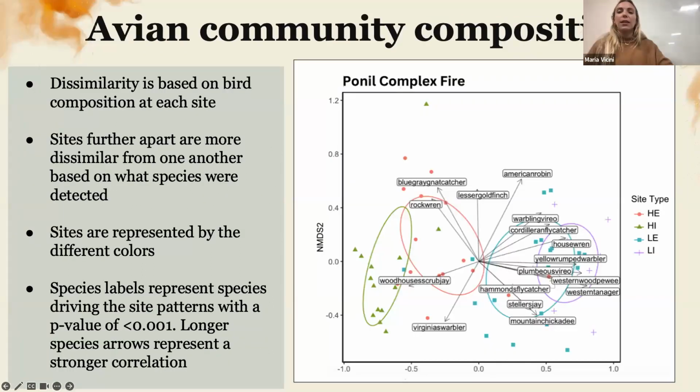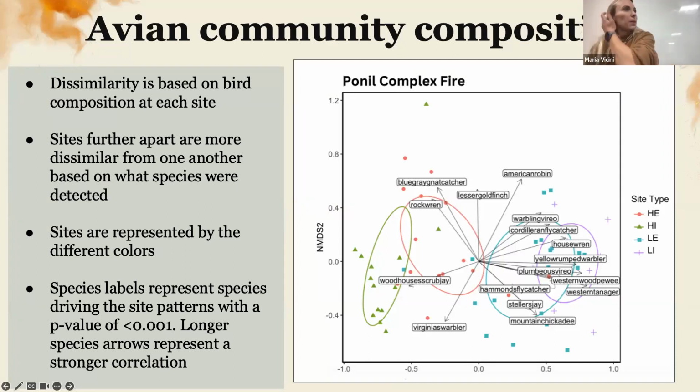So here are the results of the NMDS ordination plot, looking at avian community composition. As I mentioned earlier, NMDS plots show the distance between sites based on site dissimilarity. So in the case of the plots I created for these fires, the dissimilarity is based on bird composition at each site. So there are 2 axes here, but the units don't represent anything. It's just representing the relative dissimilarity between sites and that relative difference.